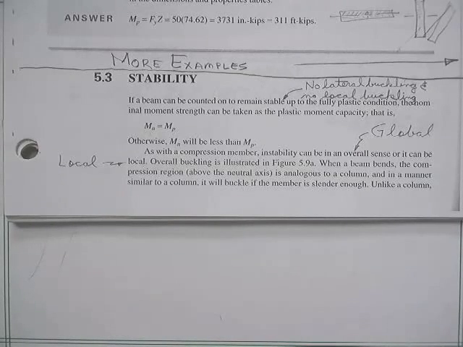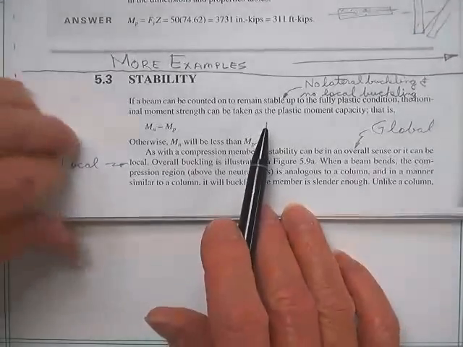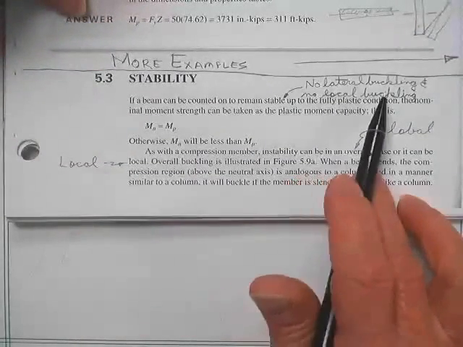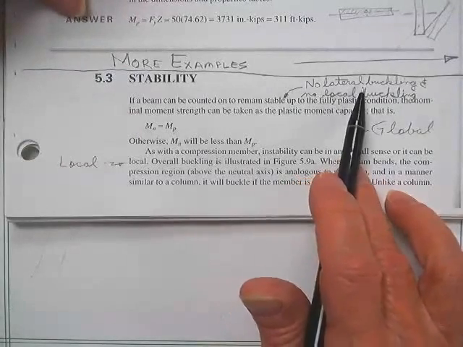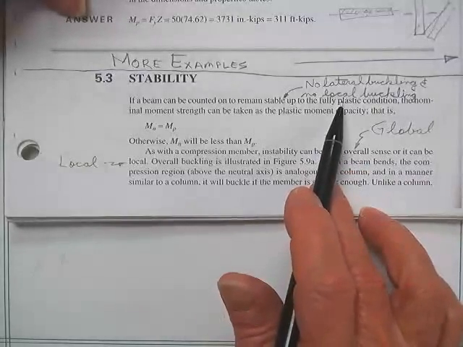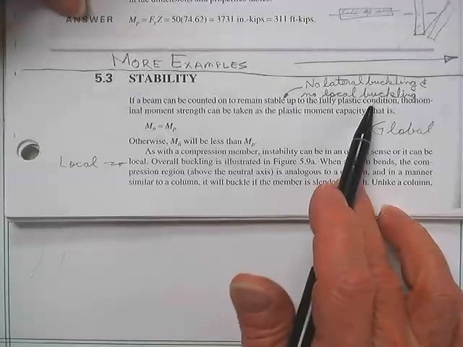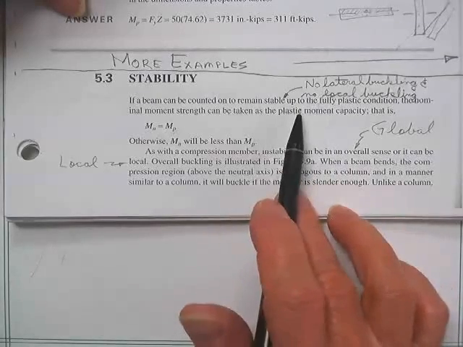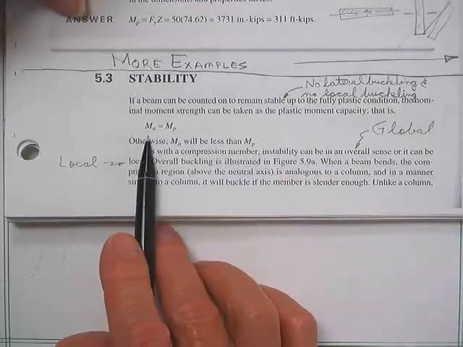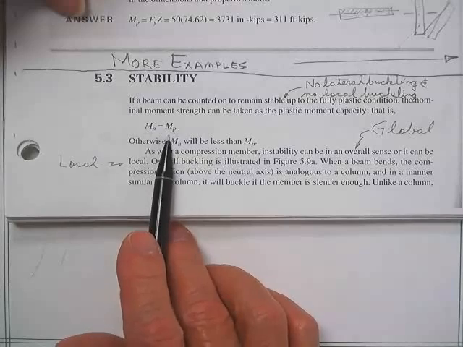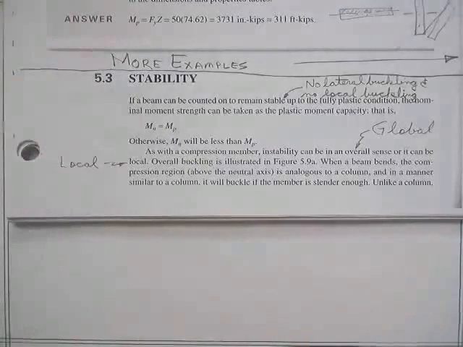And you have to also make sure that the web does not buckle locally, because in either of those last two cases, the wide flange is no longer a wide flange. It's something else, because the elements are not nice and square with the world anymore. But if you can prevent this thing from flopping over on the side, called lateral torsional buckling, and if neither your web nor your flanges buckle locally, if they're stable, then you can have, as your nominal strength of the beam, its full plastic moment, M sub plastic. And we did a couple of examples where we calculated M plastic.